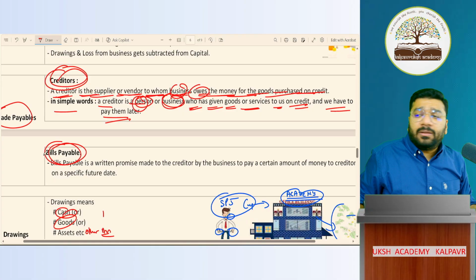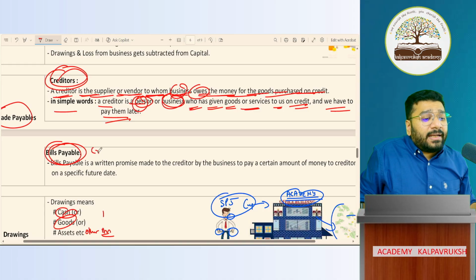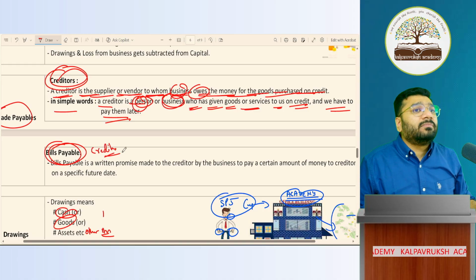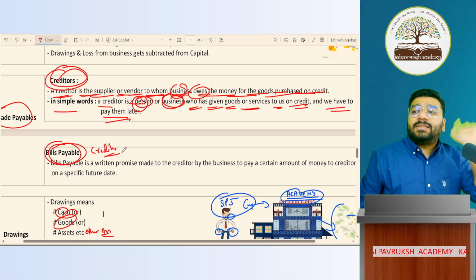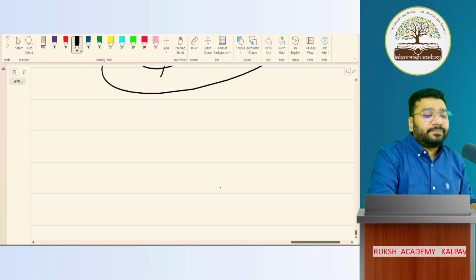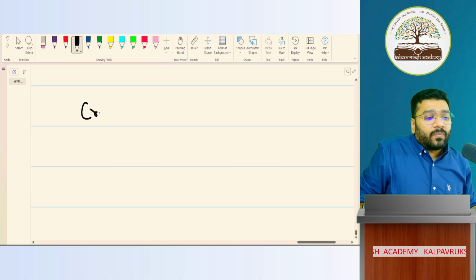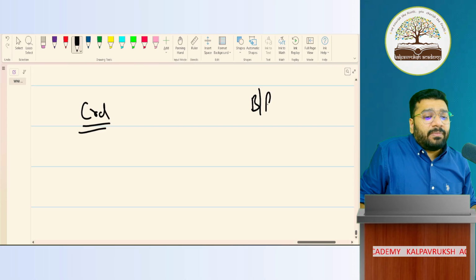Okay. Bills payable. Bills payable also is creditors only. Both are the same. Both are suppliers, both are vendors. Both of them have given the goods on credit. But what is the difference between creditor and bills payable?